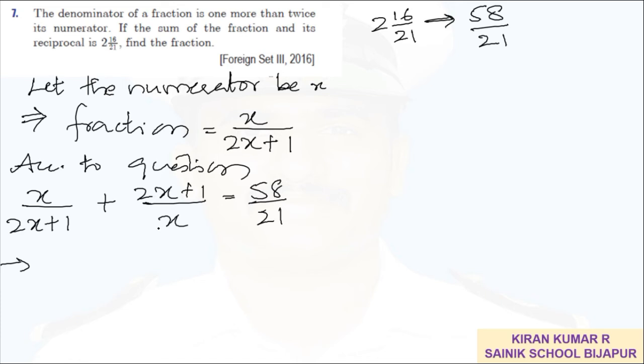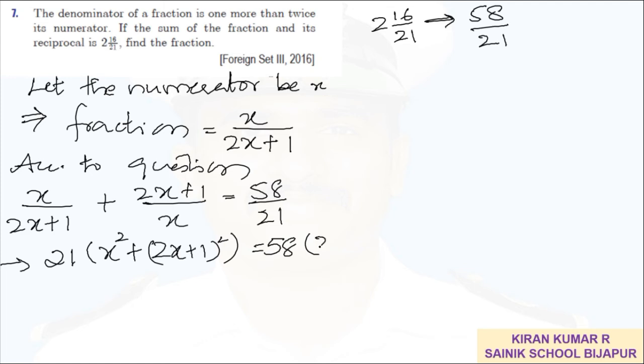The product you have to consider as the LCM. So x into x should be multiplied, it becomes x square. 2x plus 1 should be multiplied to 2x plus 1. So it is (2x plus 1) whole square. Upon cross multiplication, I'll get 21 times of x square added to (2x plus 1) whole square equal to 58 times of the product, which is 2x square plus x.